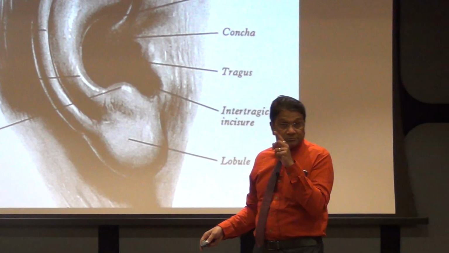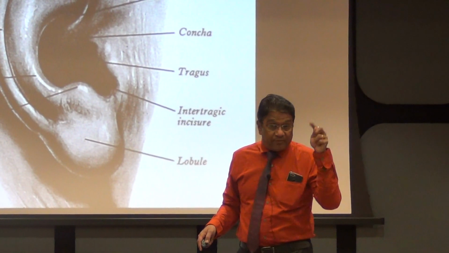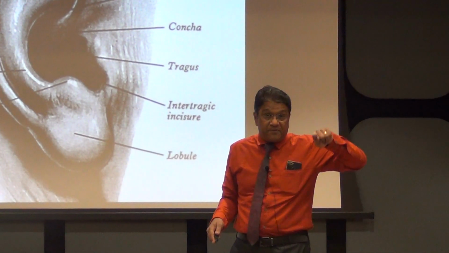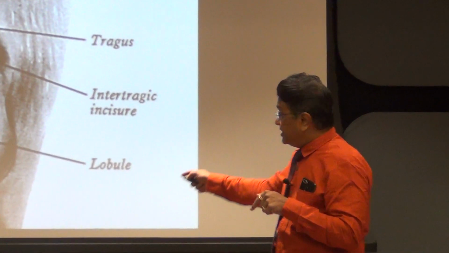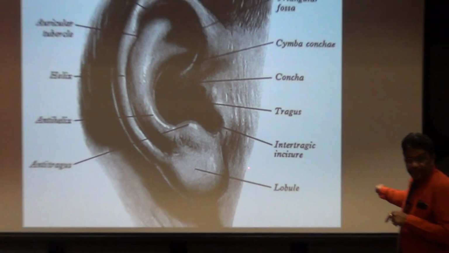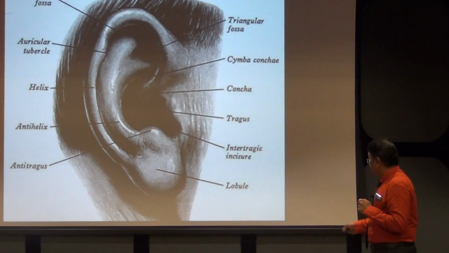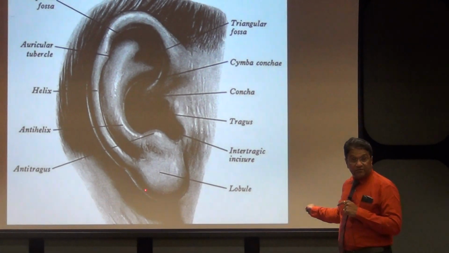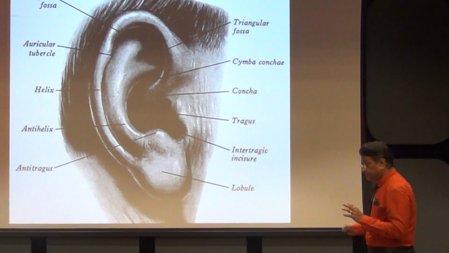If you correlate this to the stomach, in the stomach also, on the lesser curvature, the most dependent part is known as the gastric incisura. So here also the same thing is there, the intertragic incisura. So this is the intertragic notch or intertragic incisura. This is a small part which is fibrofatty. It is covered by skin, and this is known as the lobule.